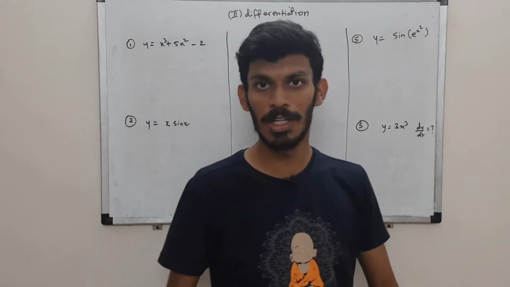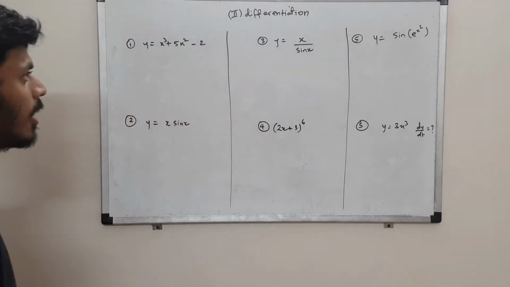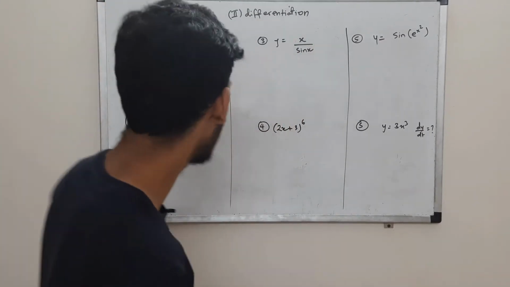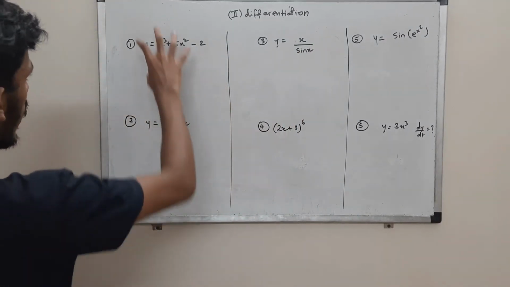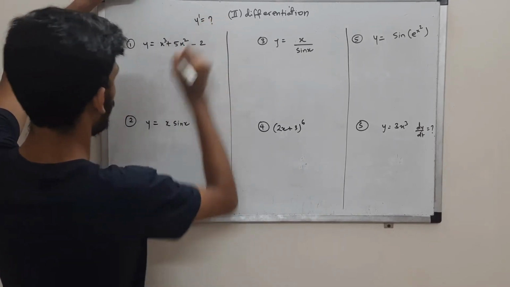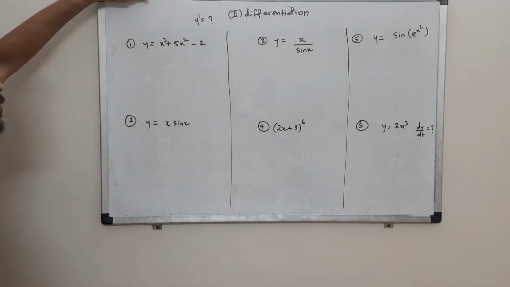Solve some questions based on derivative, what we just learned now. Then a final concept of maxima minima, and then we'll move to our third topic. So here you are given a function y. Your objective is to find y dash in all of these questions. So find y dash over here.